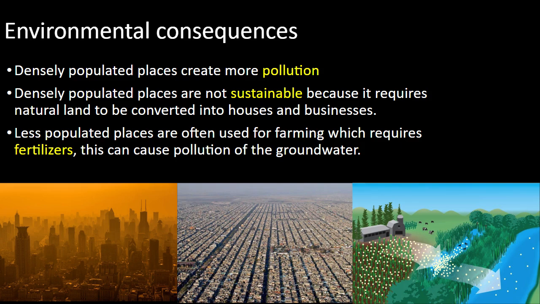Less polluted places are usually used for farming, which requires fertilizers. Fertilizers are great because they help plants grow faster and stronger. The downside is that they cause pollution in the groundwater. So you have a farm over here, Farmer Joe uses fertilizer. It rains, and the rain carries away some fertilizer. It goes into the groundwater or this river over here. Animals start drinking the water. The fish die. People eat the fish that ate the fertilizer. We get sick from it. So fertilizer is great, but it also has its environmental consequences.